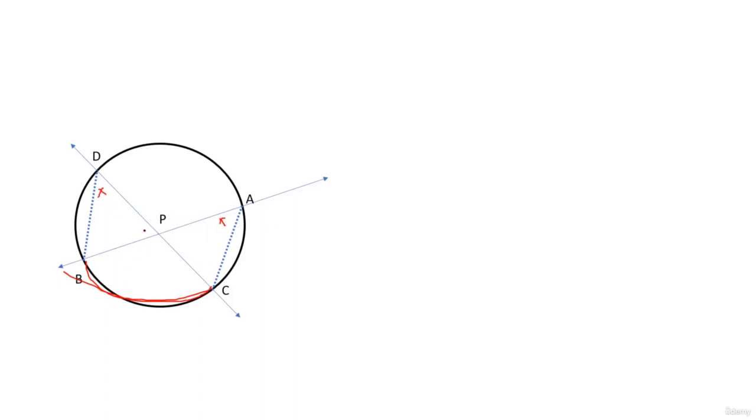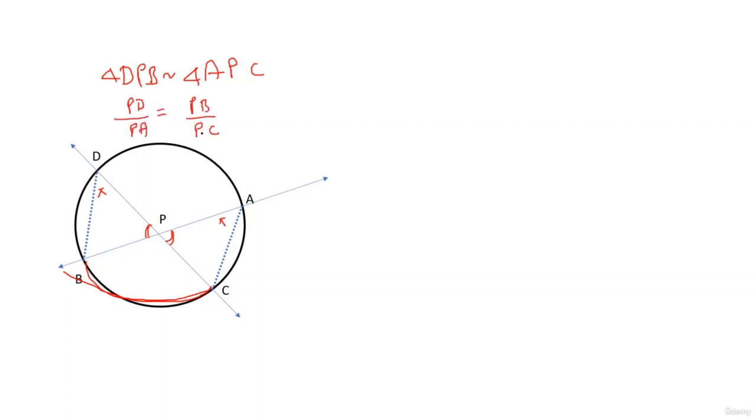And angle BPD is same as angle CPA, right? Because they are vertically opposite. So I can say that triangle DPB and triangle APC, these two triangles will be similar by the AA test. Whenever triangles are similar, ratio of corresponding sides is the same. So PD upon PA will be PB upon PC.